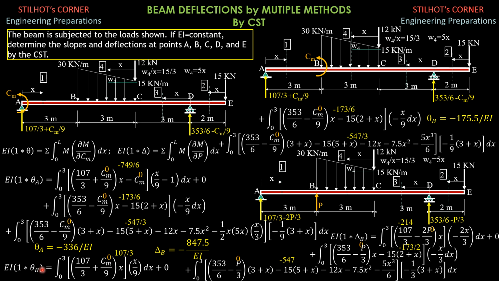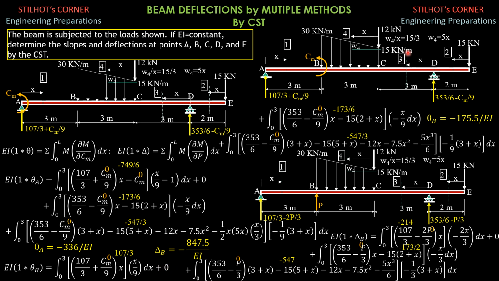EI times 1 times theta B equals the integral at this section, the quantity integral from 0 to 3 of 107 over 3 plus C sub m over 9 times x, and the derivative is x over 9, dx. Setting C sub m to 0 prior to integration, the value of the integral is 107 over 3. Then in the next section, it is negative 15x times 0 because the moment equation is not a function of C sub m, so the second integral is 0.